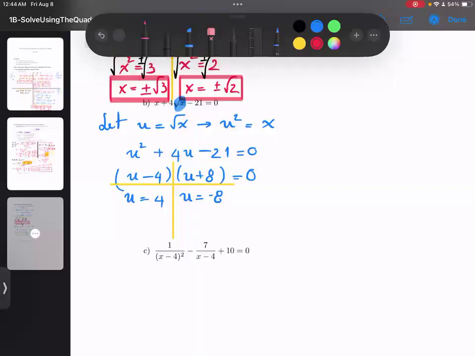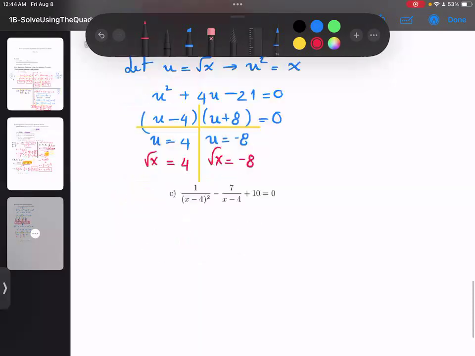And then you plug x back, right? So u was the square root of x. So replace u with the square root of x equal 4, and the square root of x equal negative 8. It's kind of weird now. Square both sides. We're not taking square root, we square. Oh, sorry. Right. So that'll be x equal 16 and x equal 64.